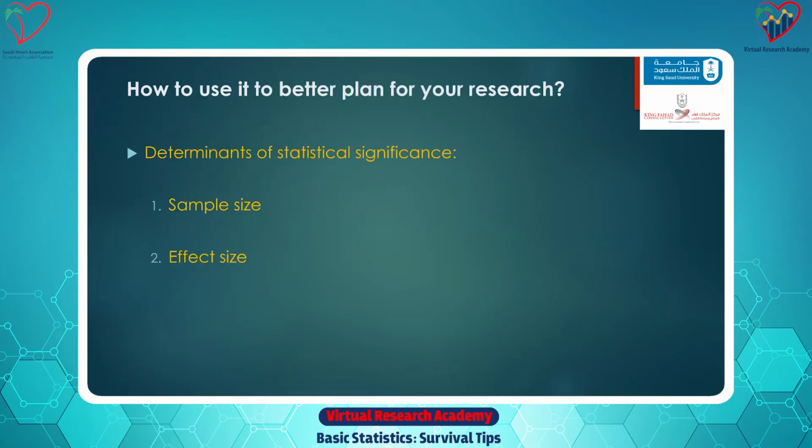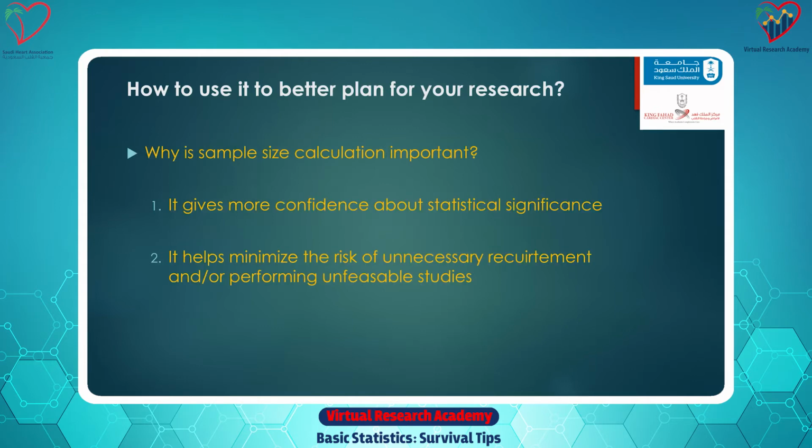So we said 2 determinants of statistical significance: sample size and effect size. And if you think about these 2, the effect size is a function of the intervention itself. You have nothing to do with it. Whether drug A versus placebo reduces blood pressure, and how much is the reduction, you have no control over that. But you can control the sample size. So that's why we do what we call sample size calculation to better plan our research. There are 2 major advantages of doing sample size calculation.